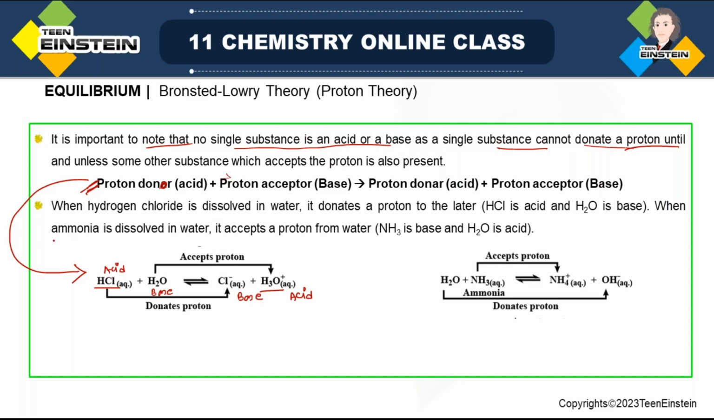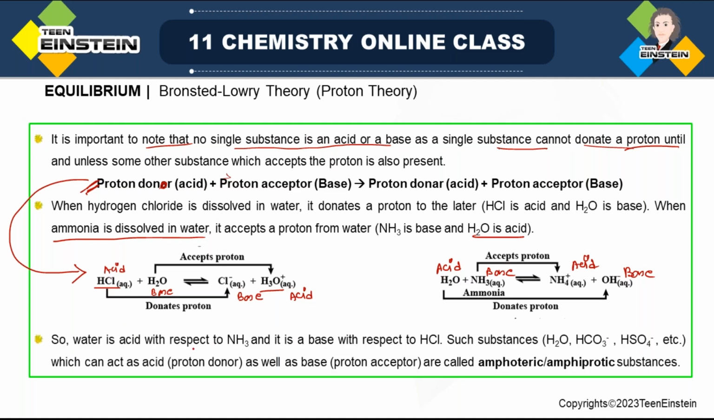Now another example: when you take ammonia and dissolve it in water, ammonia will accept a proton from water. In the previous case, the base was H2O on the left-hand side, but now on the right-hand side we have H3O+. In this case, H2O is acting as acid, and this is base, and now it has become acid and this is base. So in this example it is clear that the same molecule H2O, depending on whether HCl or ammonia is present, can behave either as acid or base. So water is acid with respect to ammonia and it is base with respect to the acid HCl.